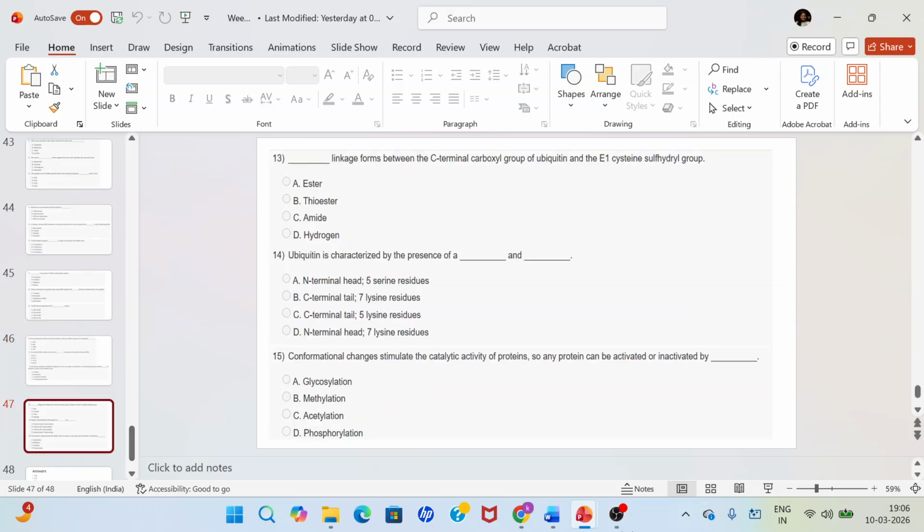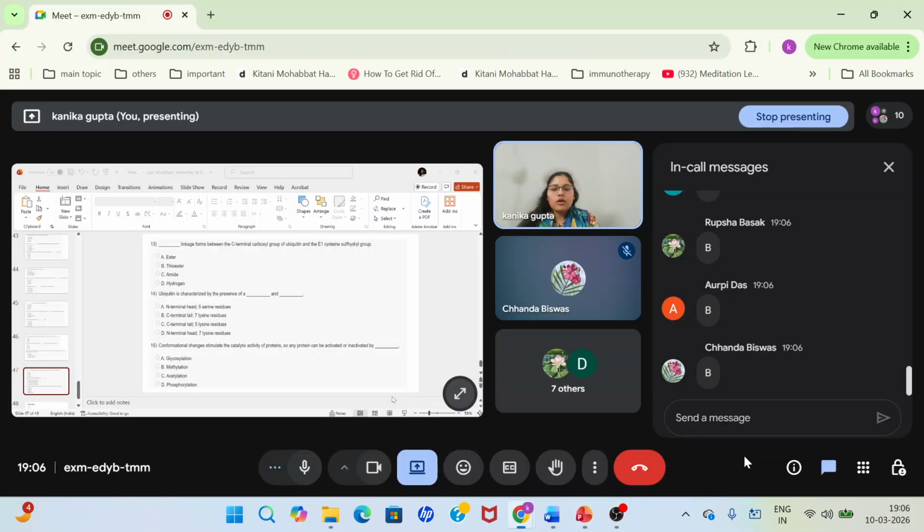Okay, question number 13. Dash linkage forms between the C-terminal carboxyl group of ubiquitin and the E1 cysteine sulfhydryl group. We just read this. What is that? Yes, it is thioester bond.